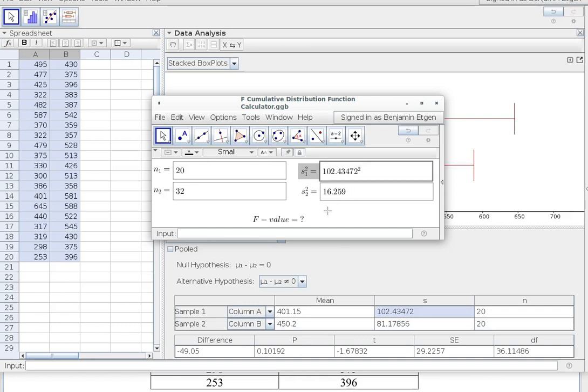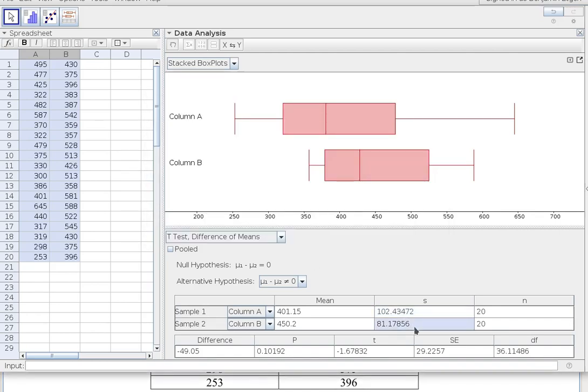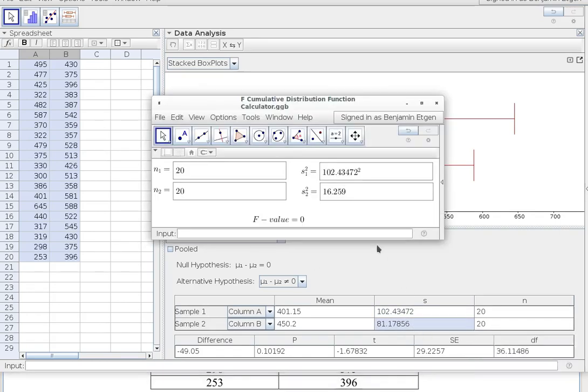So we'll do that. Now let's remind ourselves that the second sample also had size 20. So we'll put that in. Let's get its standard deviation. Let's plug it in. Let's see if that worked. It looks good.